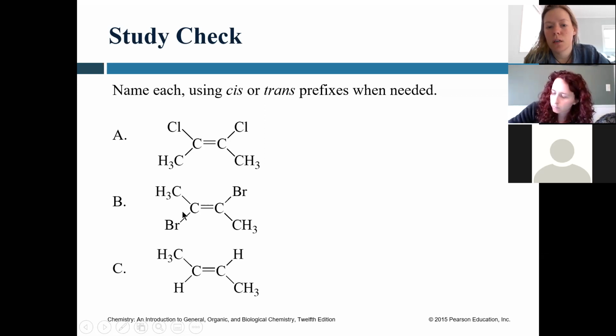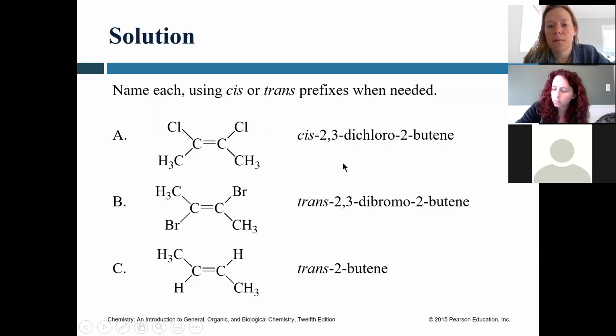This is just 2-butene. This top one here is a cis, right? Because the chlorines are on the same side. The second one is a trans because it has the bromines on the opposite side. This one here, we would call this a trans because the hydrogens and the carbons are on the opposite side. So all butenes. Questions on cis and trans? You don't need to do cis and trans for alkanes, single bonds.